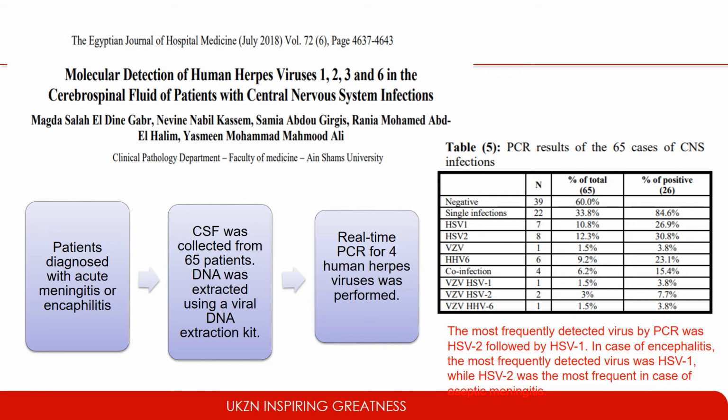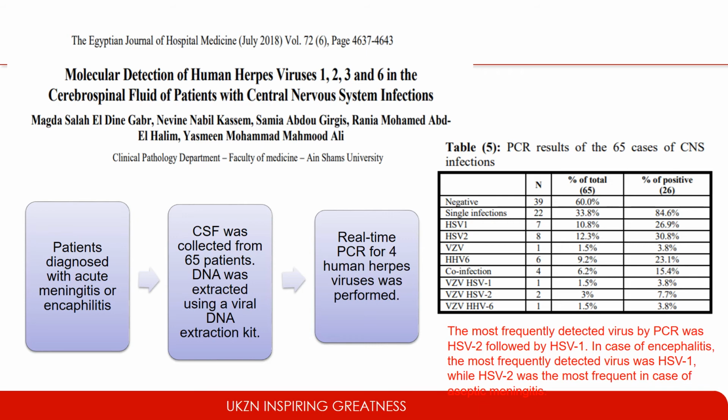DNA can be extracted using a viral DNA extraction kit because we're working with viruses, which is human herpes viruses. We're no longer working with E. coli, which is bacteria. And real-time PCR can be performed to identify these 4 viruses. And this was done in a study that was published in 2018.